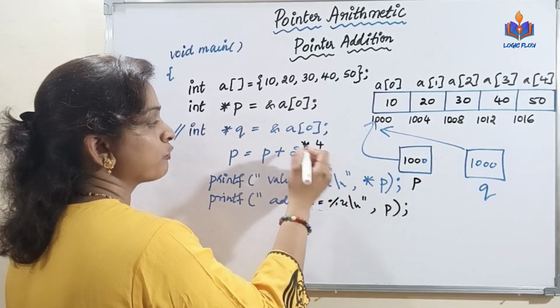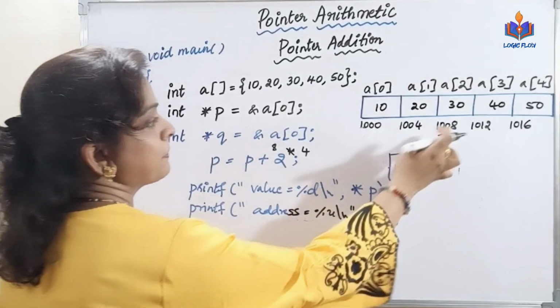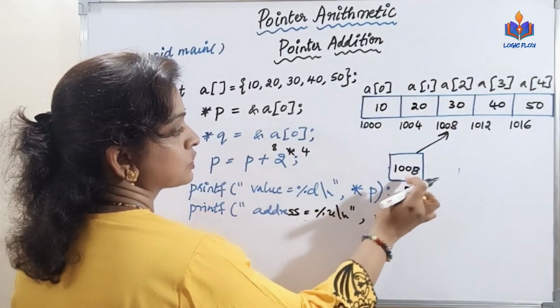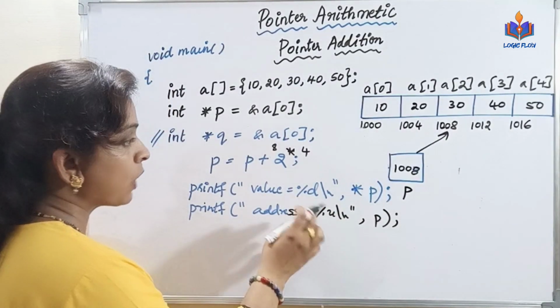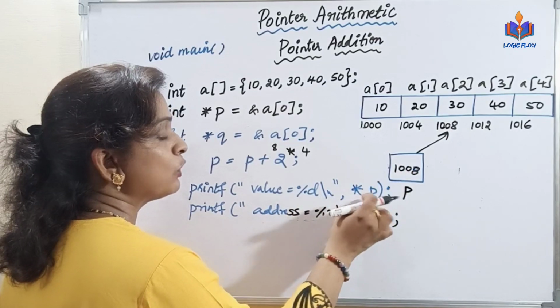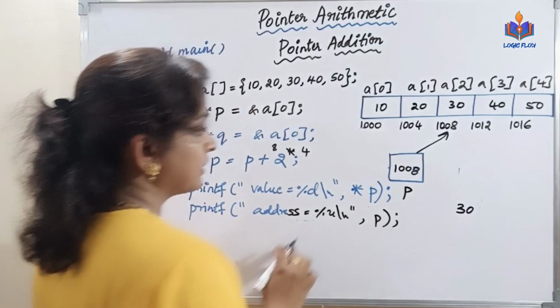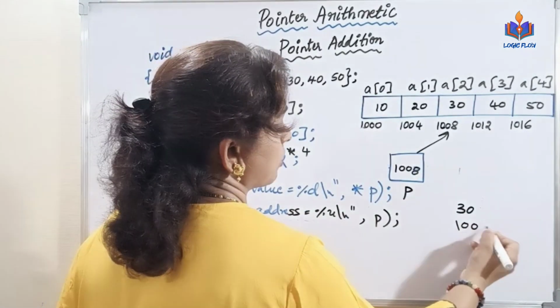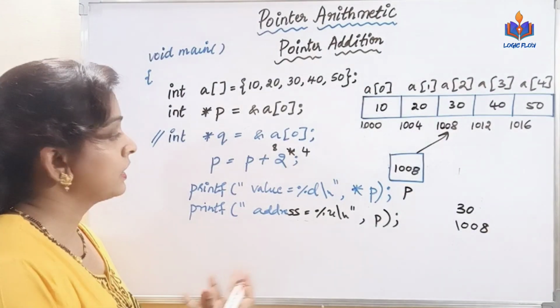So it is 4, 2, 4, so 8. So it is p plus 8, 1000 plus 8. So it will be pointing to this location, 1008. So it is pointing to the third element. Now if I just say asterisk p, p is having 1008, the value at the location 1008 is 30. Then what is p? It is 1008. So this is how you can perform the addition.